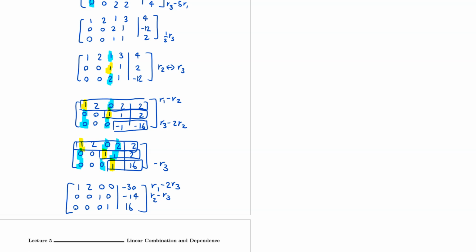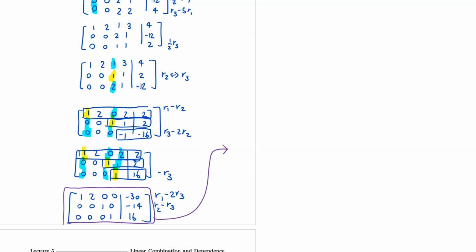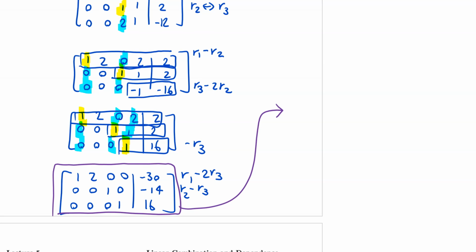And what does this mean? Well, if I write this into equation form, the first equation becomes x1 plus 2x2 equals negative 30. The second row basically says that my x3 is going to equal negative 14, and then my x4 is going to equal just 16. Okay, so now this matrix can be converted into equation form like this.